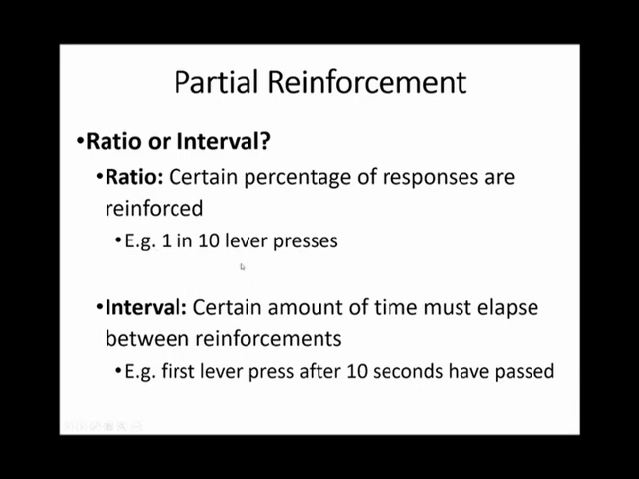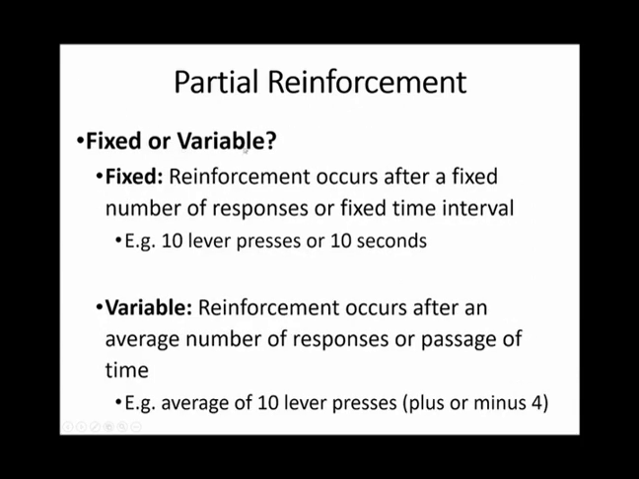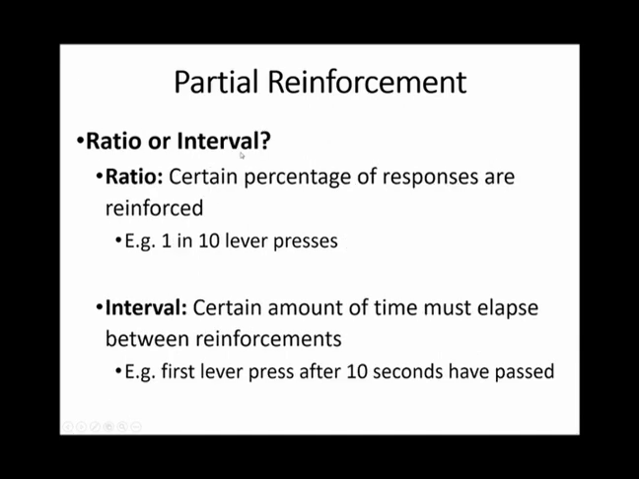So if you see an absolute number of lever presses, so 1 out of 10 lever presses gets food, it's going to be a ratio reinforcement. And if we're talking about how much time passes before they get rewarded, that's going to be an interval of that partial reinforcement. And so hopefully those two dichotomies are nice and clear, because now we're going to stick them together, because you can have a ratio or interval plus our back one here, our fixed or variable. So you can intermix the two.